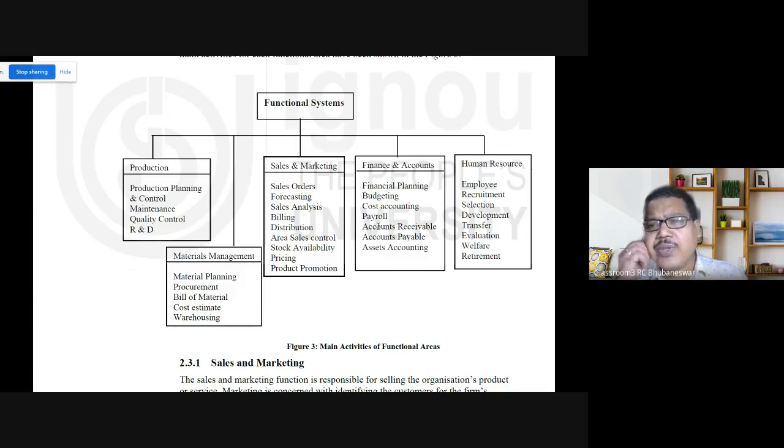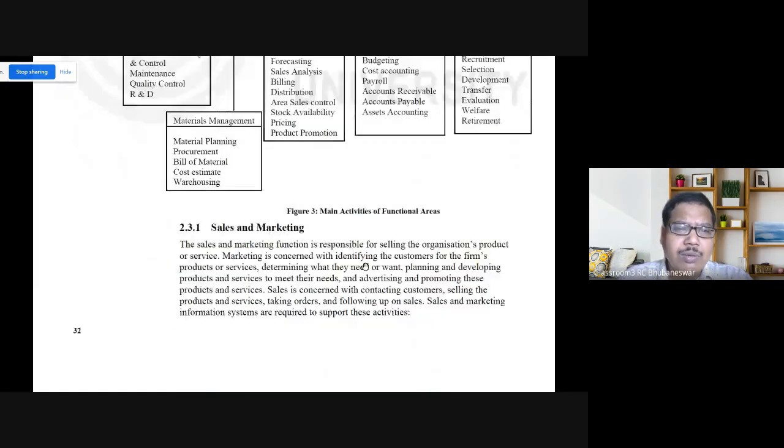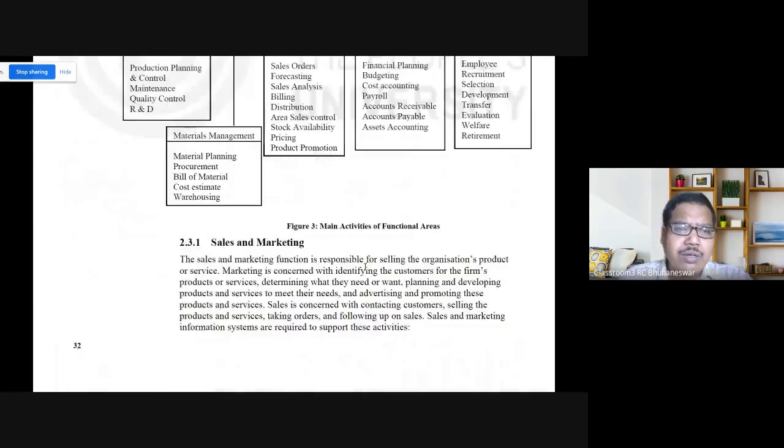Coming to the HR, take care of the employees: recruitments, selections, developments, transfers, evaluations, welfare, and retirement must be looked into as part of your different functional systems. So from time to time, these different functional systems must be considered so that we can work together. Coming to each one, now we will go one by one through what they do. So I will tell you.